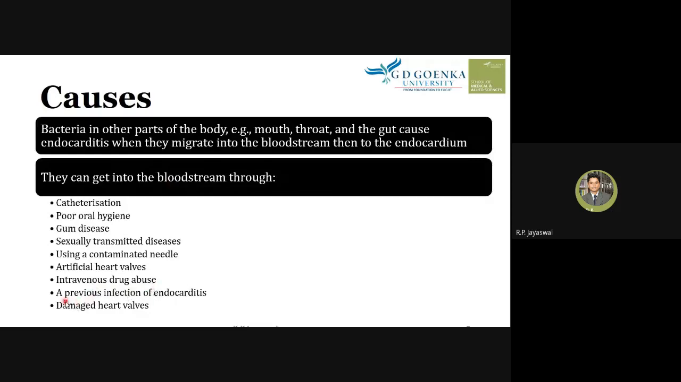A previous infection of endocarditis, so this is the reinfection of endocarditis. And lastly, when there are damaged heart valves. In such cases also, patients with damaged heart valves are highly vulnerable and susceptible to endocarditis. So these are the causes we have studied.